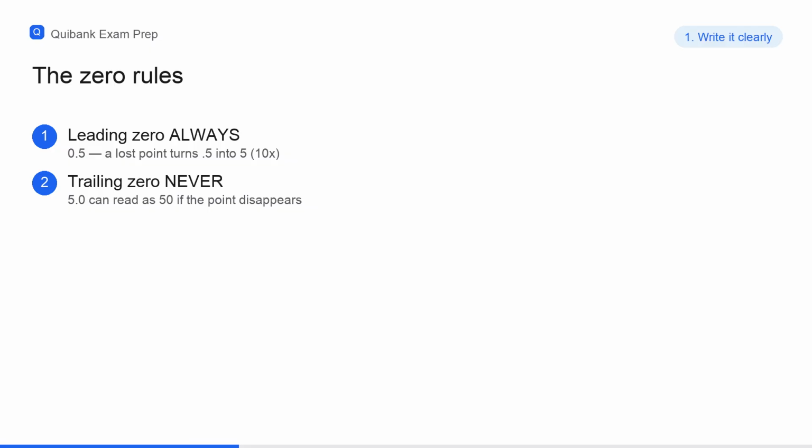A dose of 1/2 milligram is written 0.5, always a 0 in front of the decimal, because if the point gets smudged or lost, 0.5 becomes 5. That is 10 times the dose. And never a 0 on the end. 5.0 milligrams can be read as 50 if the decimal disappears. So leading 0 always, trailing 0 never. That single sentence is worth several questions.